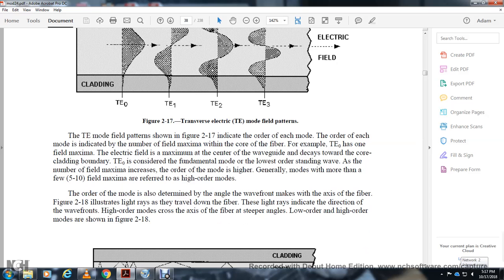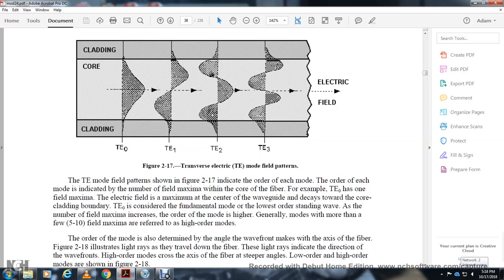The transverse electric mode field pattern shown in Figure 2.17 indicates the order of each mode. The order of each mode is indicated by the number of field maxima within the core of the fiber. For example, the transverse electric mode 0 has one field maximum, the electric maximum at the center of the core. Transverse electric mode 0 is the fundamental mode, the lowest order standing wave.